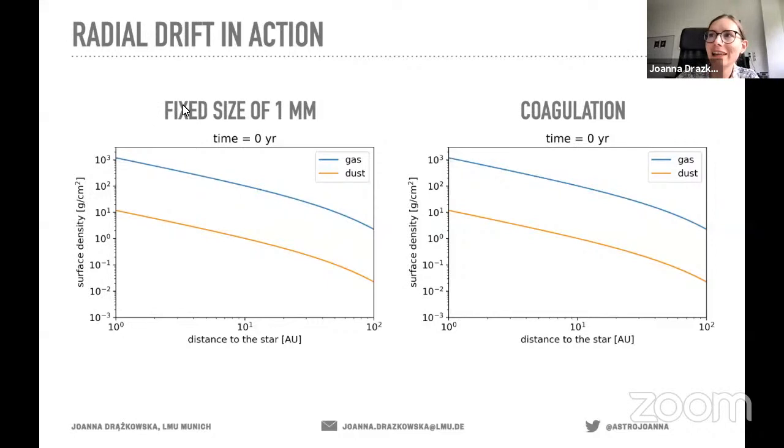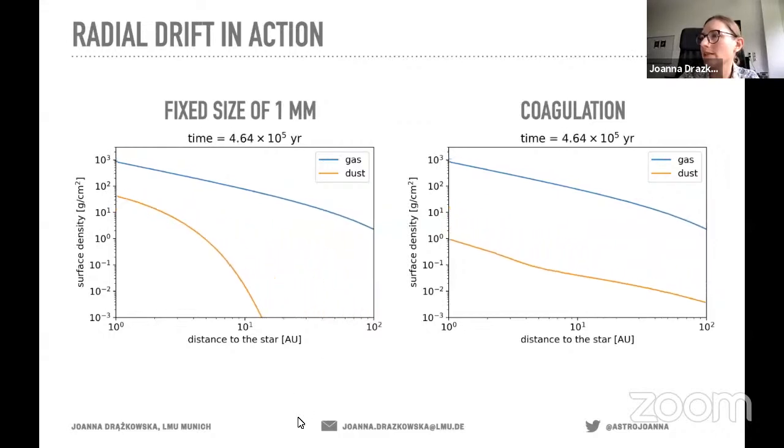So on the left-hand side, we will have models where I assume that all the dust grains are of 1 millimeter and this size is fixed. And on the right-hand side, we will have models that include the full prescription for dust coagulation, so for how it grows in our disk. And then when we run these models, we see that the results are quite different depending on what we assumed.